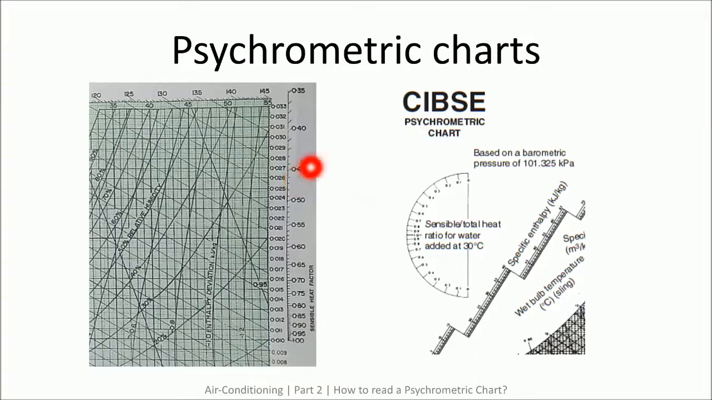So say the sensible heat factor for a process is 0.45. In that case, we'll draw a line parallel to this regular slope shown here, passing through the required points. Similarly, in the chart on the right hand side, we have a semicircle on which these values are drawn.